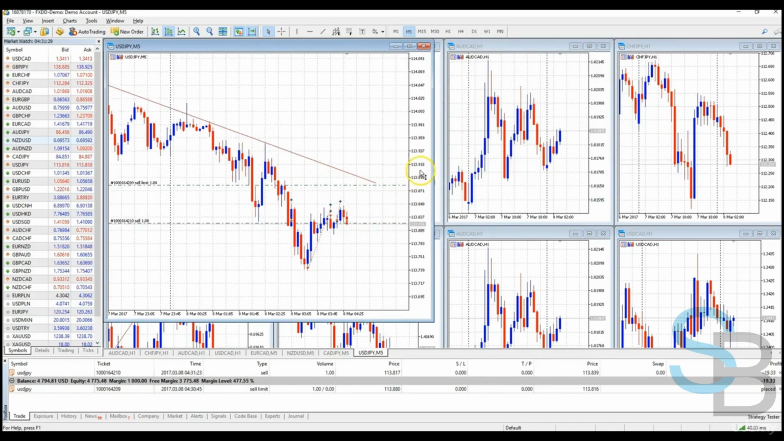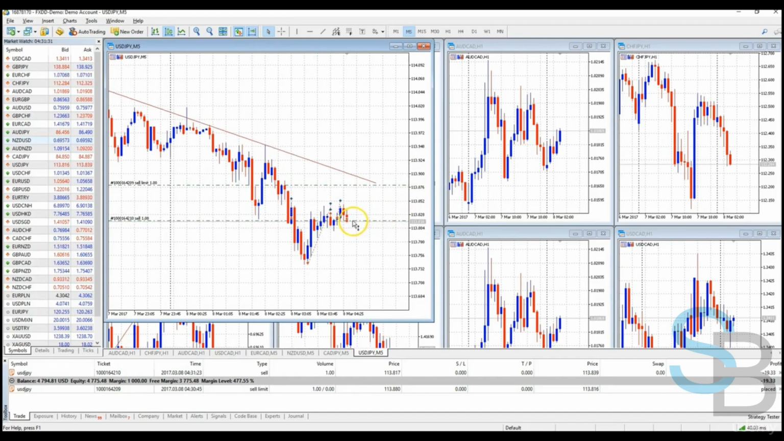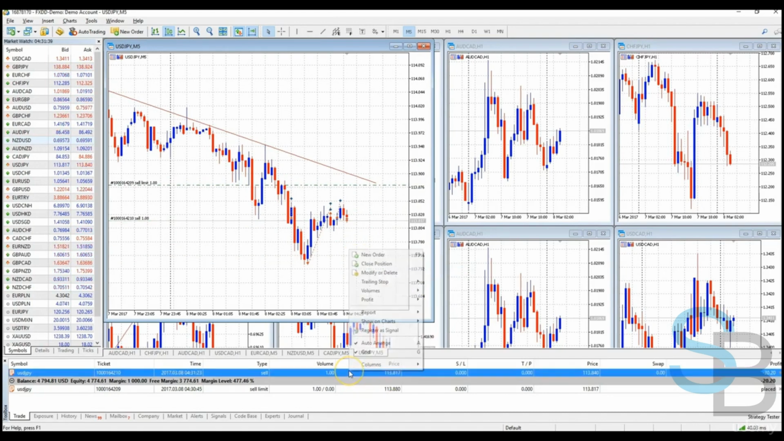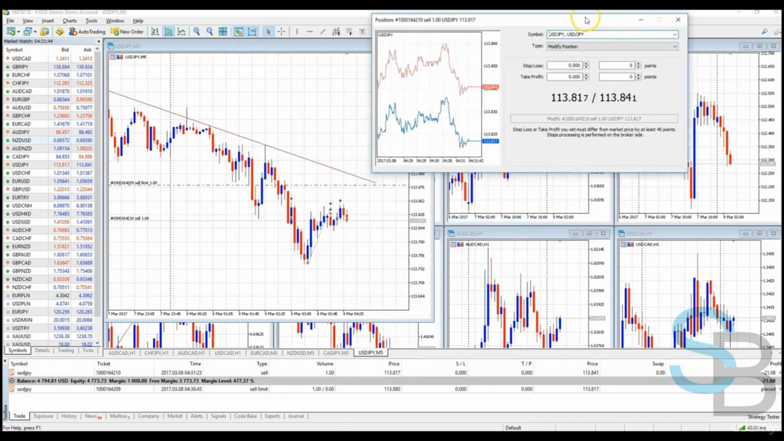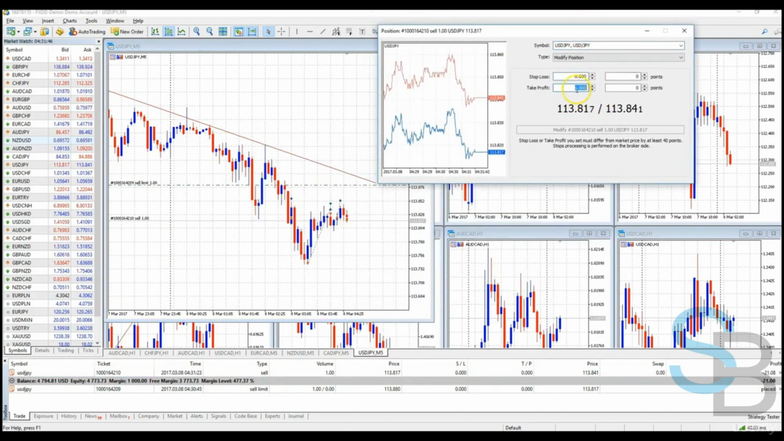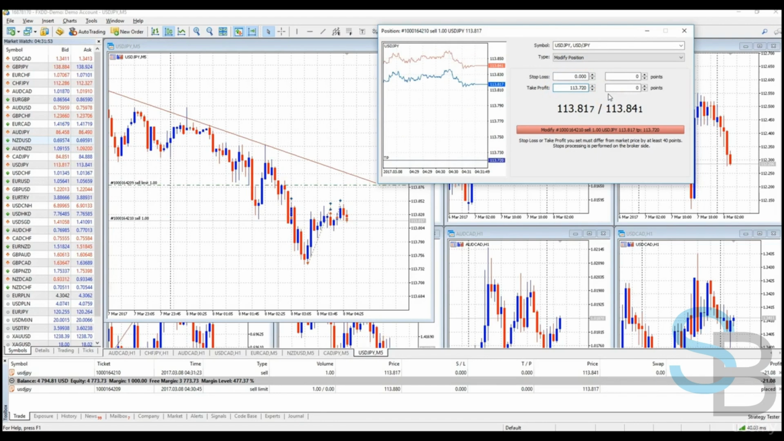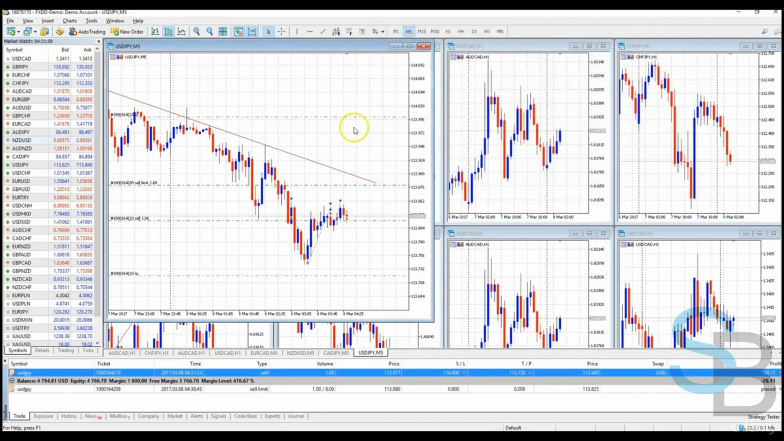It went through, and so you can either drag the take profit down towards the downside, or the other way of doing this is just to click on the trade in the terminal and then just hit modify order, and then you can just manually enter in your take profit and stop loss. So take profit for this example will be 113.72 and stop loss will be 114. There we go. So we have stop loss above, take profit down below.